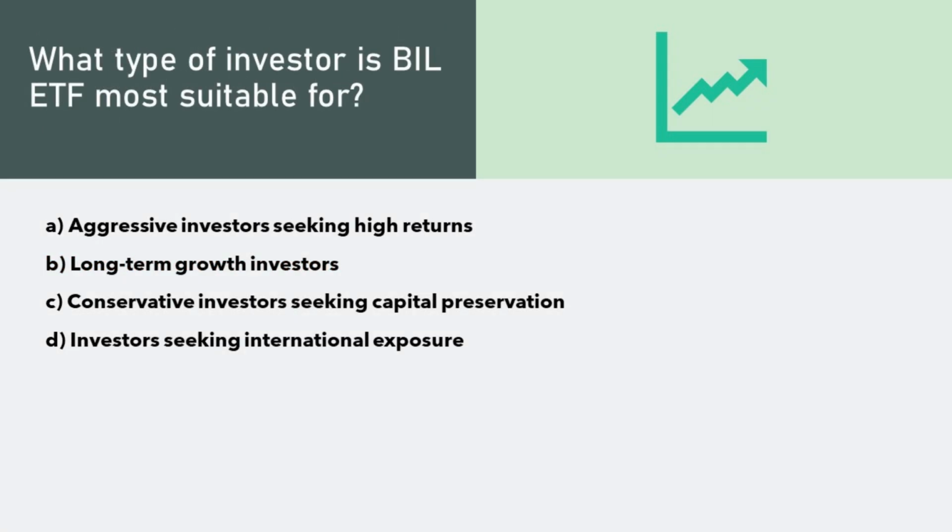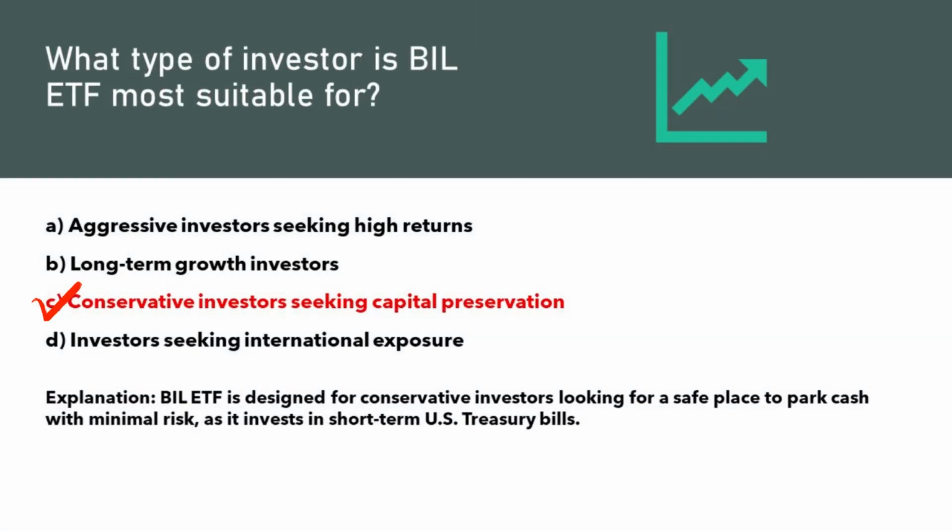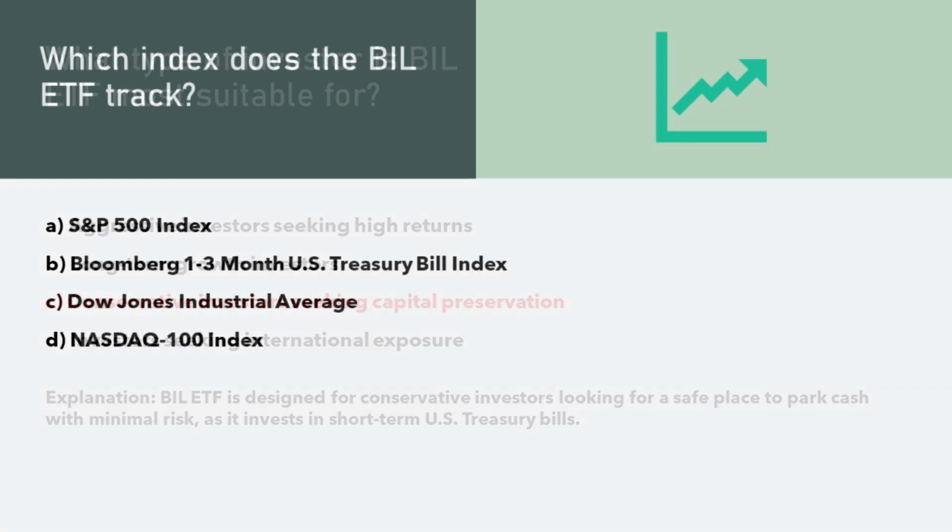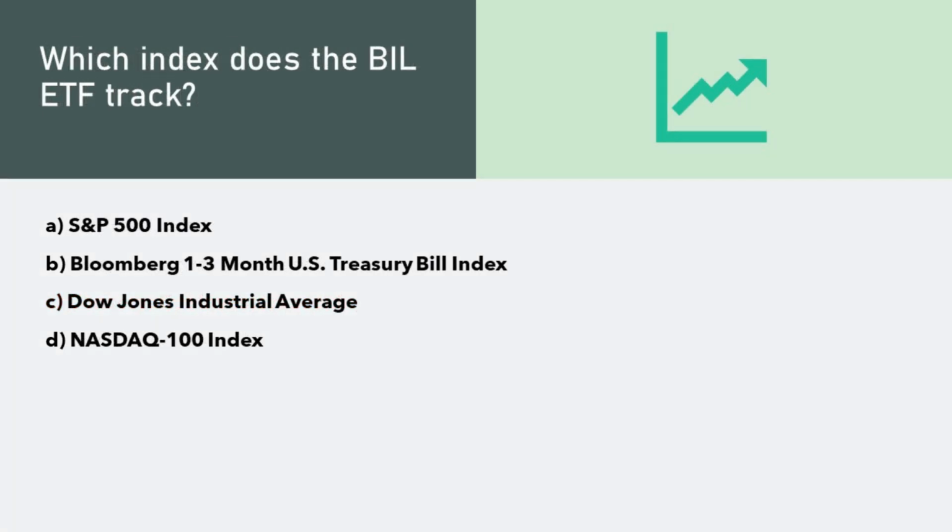What type of investor is BIL ETF most suitable for? Answer: C. Conservative investors seeking capital preservation. Explanation: BIL ETF is designed for conservative investors looking for a safe place to park cash with minimal risk, as it invests in short-term U.S. Treasury bills. Which index does the BIL ETF track?